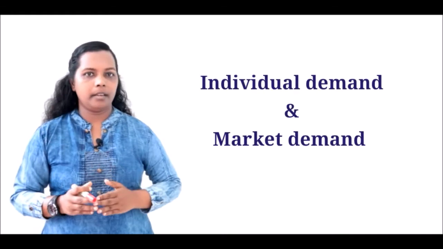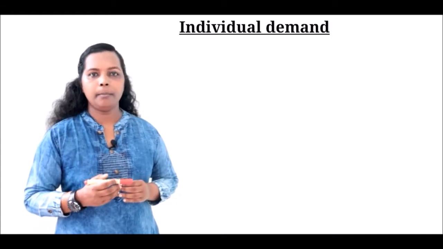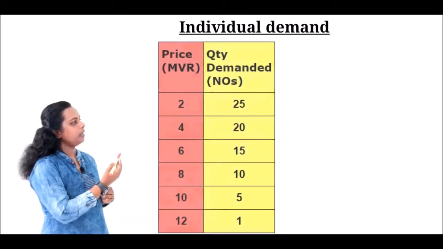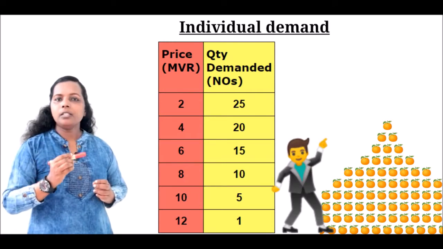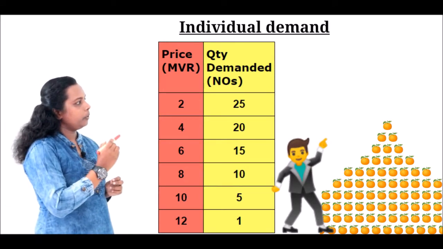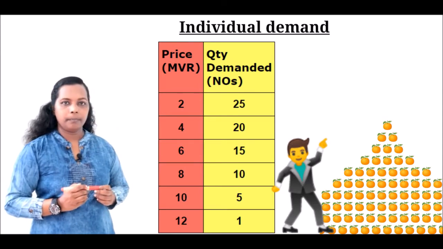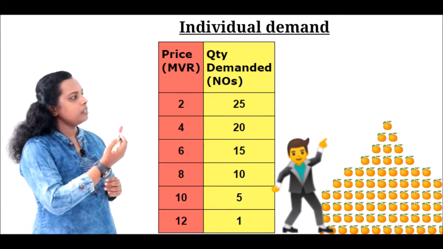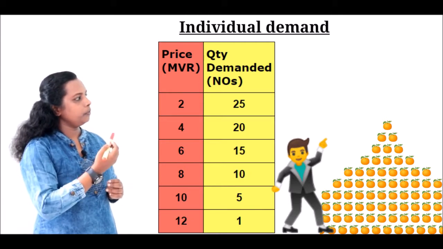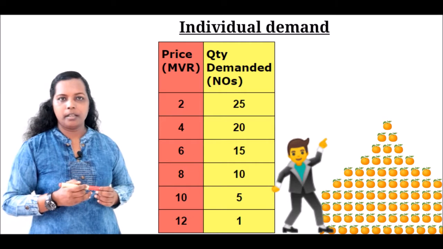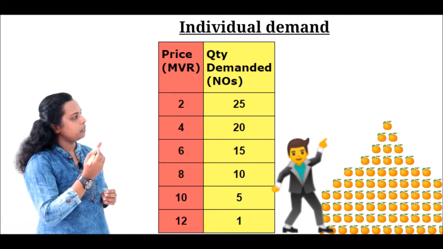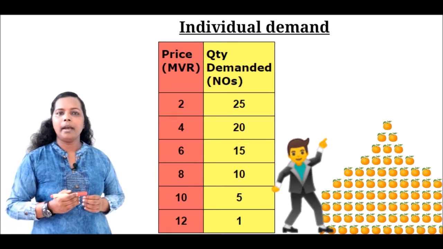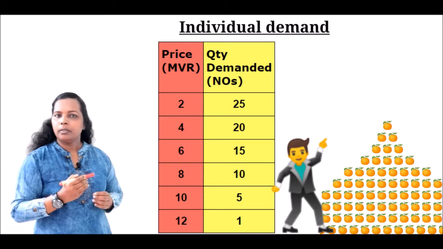Let's move on to the next part, individual demand and market demand. To understand the concept of individual demand, let's check one example. Here is a demand schedule of oranges by Mr. Jack. When the price of an orange is 2, he buys 25 oranges. And similarly, when the price of oranges increases from 2 to 4, he reduces his consumption from 25 to 20. Similarly, when the price increases from 2 to 12, he reduces the demand for the goods from 25 to 1.